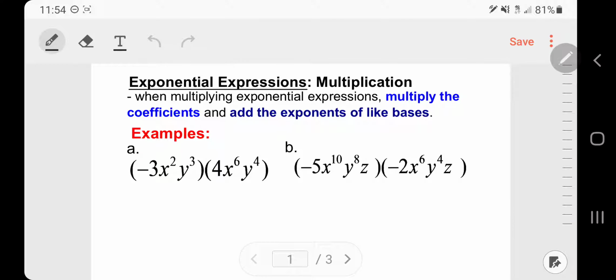Hey everyone. In this video we're going to take a look at how to simplify some exponential expressions using a couple of different properties: multiplication, division, and raising them to a power using the power rule. Okay, so first off we have multiplication.